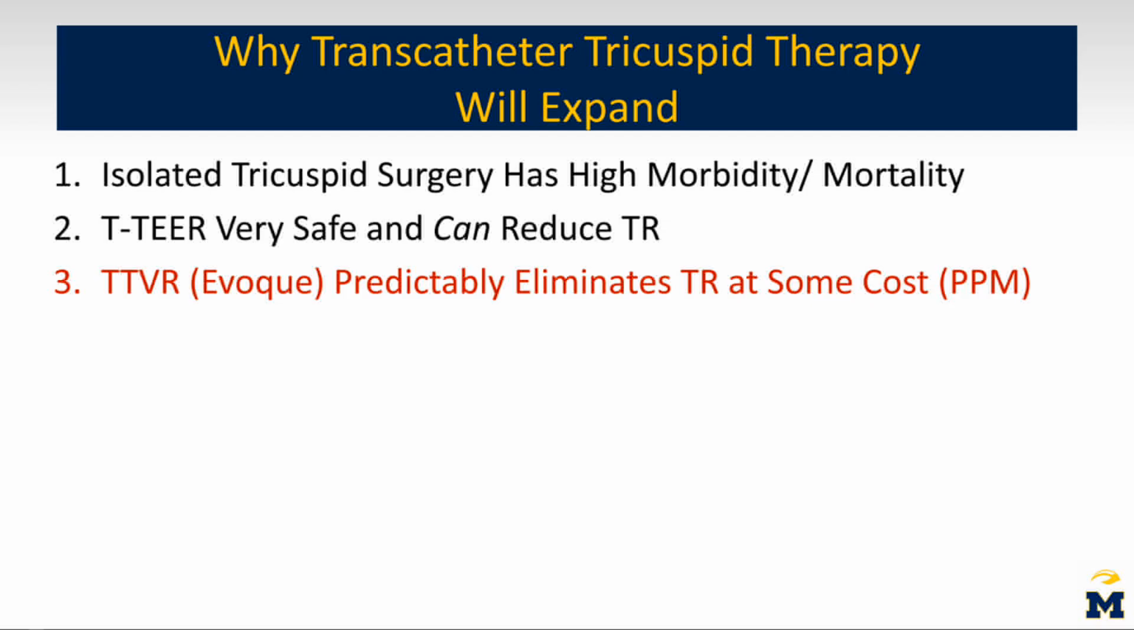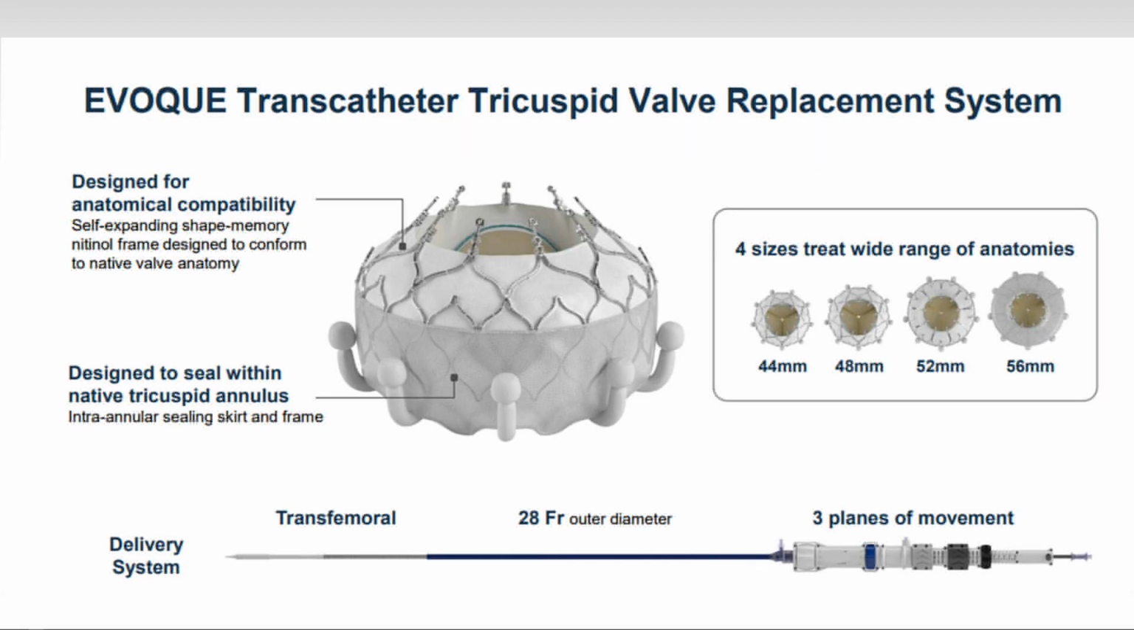Point number 3, tricuspid replacement, the Evoke valve, which is now approved again in the United States, predictably eliminates TR. So different from the TEER devices, we can reliably, nearly 100% of the time, eliminate tricuspid regurgitation. However, there are some costs. It's not as low risk as tricuspid TEER, and there's a risk of pacemaker and risk of bleeding.